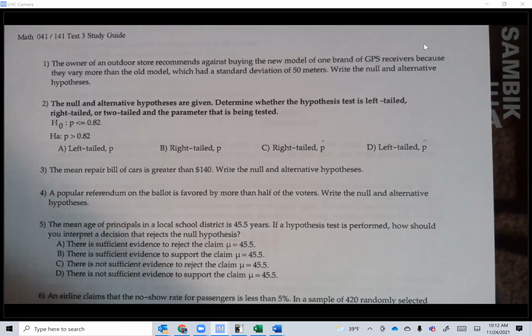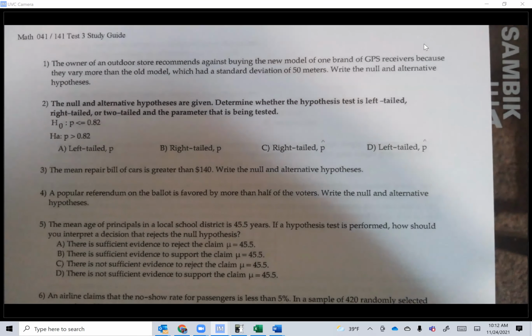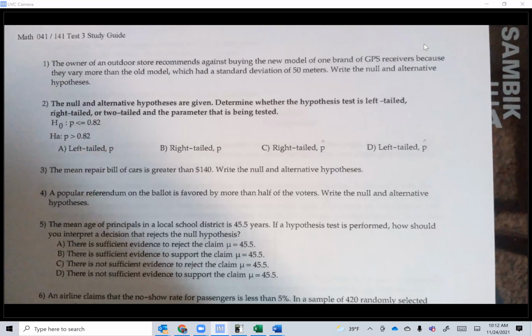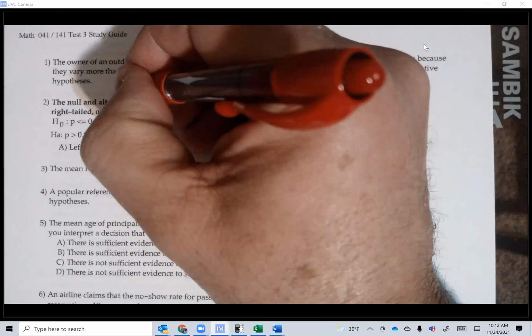Okay. He gives you a statement, guys, and he wants the null and the alternative. This is how I started chapter 7, stating the null and the alternative. He says variation means a standard deviation, more than the old model, and the old model is 50, so it's more than 50. So do you want to write the null and the alternative hypothesis? It will be this.